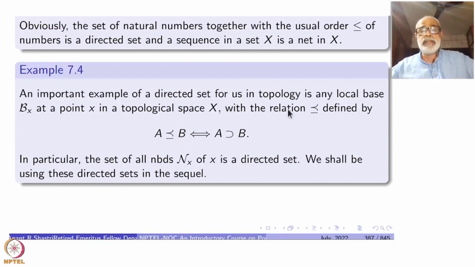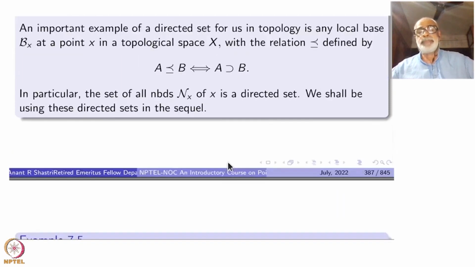every local base is like this. Take the standard local base, namely the set of all neighborhoods, which I will denote by curly N_x, of a point x inside the topology. It will depend upon the topology, of course. That is a directed set with the same kind of reversed inclusion. We shall be using these directed sets in the sequel. These are important for us.